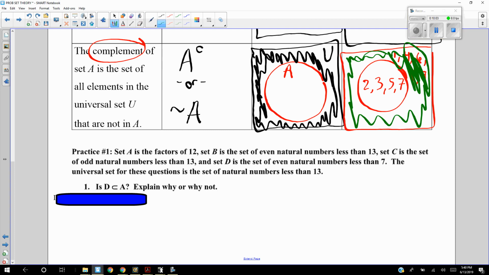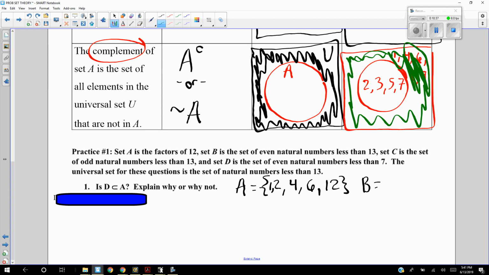So this one says set A is the factors of 12. It's left off, but it should be the factors of 12 less than 13. I think it's included everywhere else. But set A is the factors of 12 that are less than 13. So I'm going to go and write out the elements. 2 is a factor of 12. 4 is. 6 is. And 12 is. Oh, and of course, 1 is as well. 1, 2, 4, 6, 12. Those are all factors of 12.